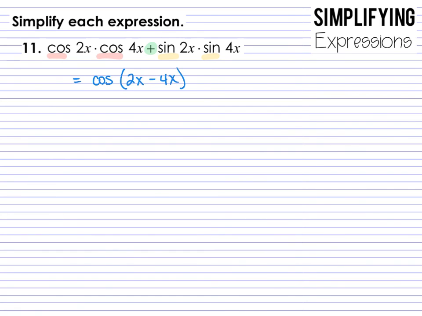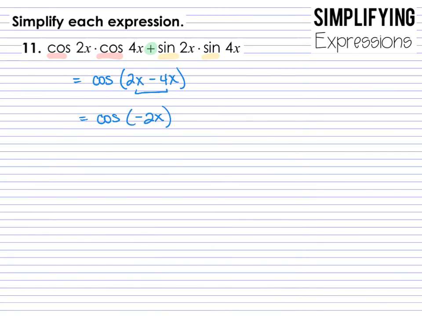Because that big expression follows that pattern and fits into the formula, we can simplify it down to something we can simplify even more. So 2x and 4x are now in the parentheses together. It's what we're taking the cosine of, so I can combine those. Now I have the cosine of negative 2x.